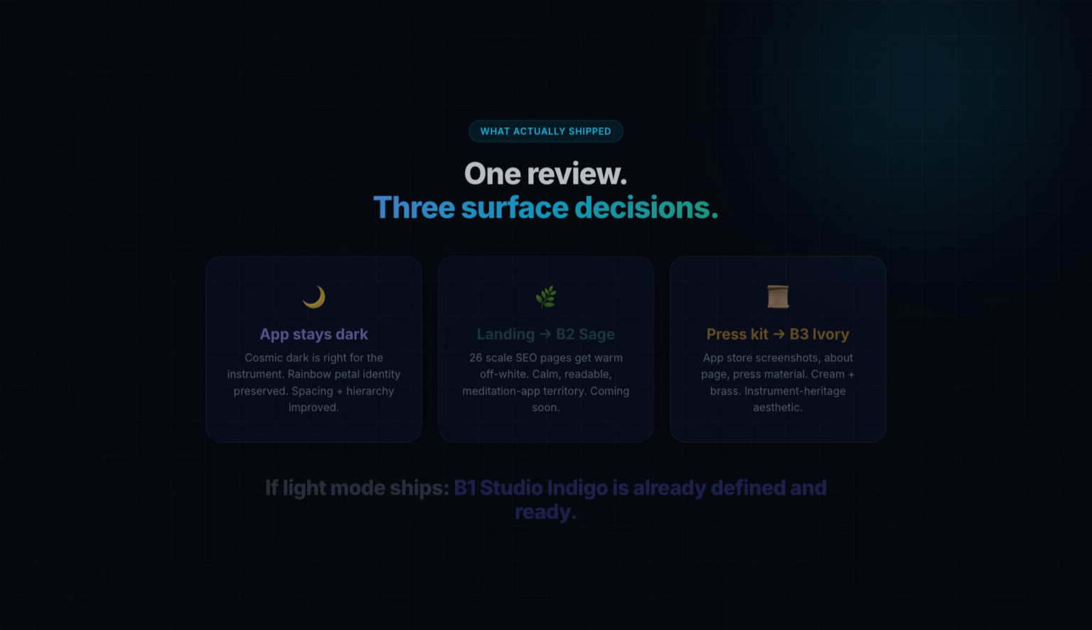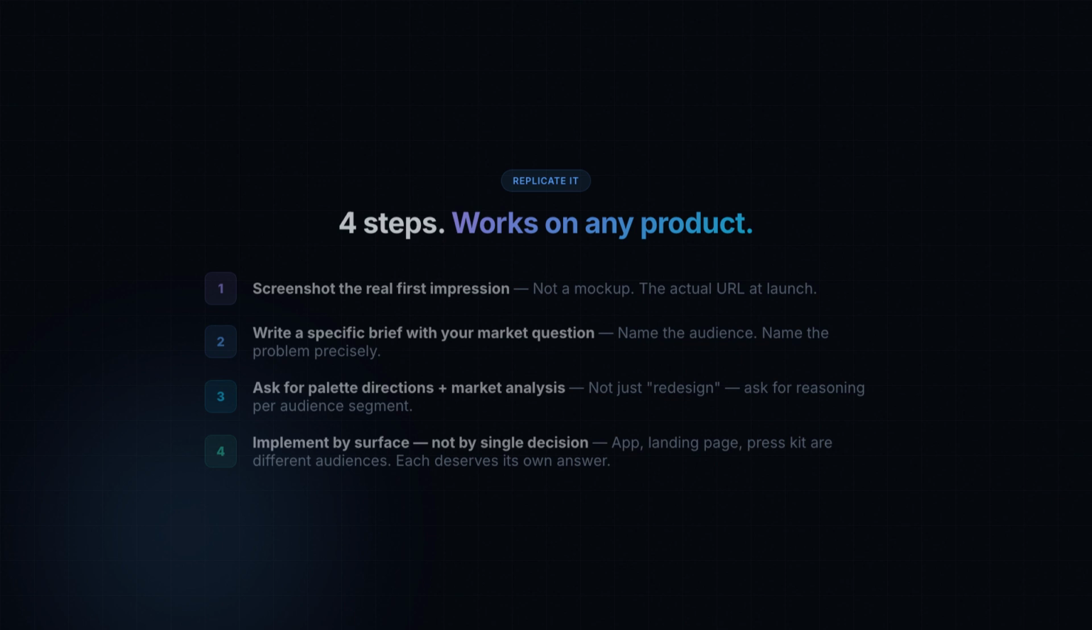And Studio Indigo B1 is the direction if the app ever gets a light mode toggle. The brand gradient, the palette is already defined. It's ready to ship. One review, four hours of reading and thinking, three different surface decisions made. Here's exactly what I did, step by step, so you can replicate it.